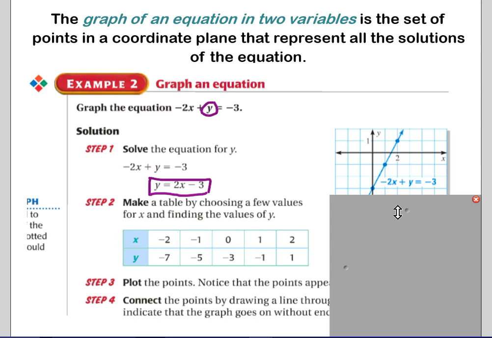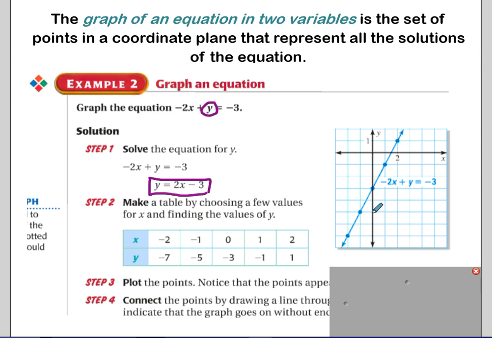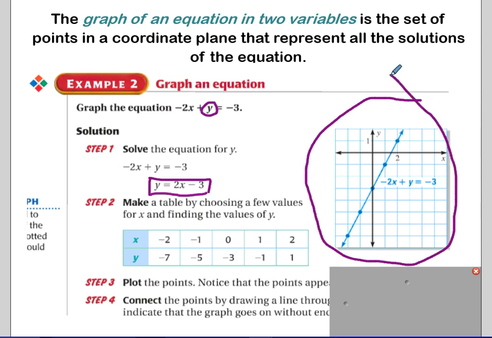We're just going to plot these points on a coordinate grid. So if you look, we have (-2, 7), (-1, 5), (0, 3), (1, -1), and (2, 1). Okay, this right here is your graph and pretty much your solution.